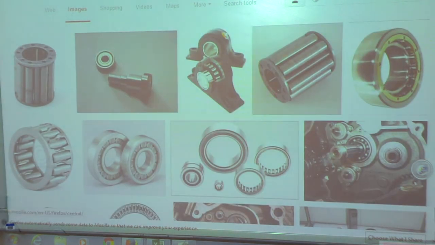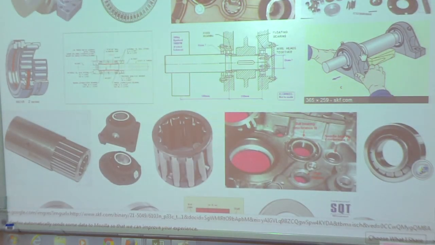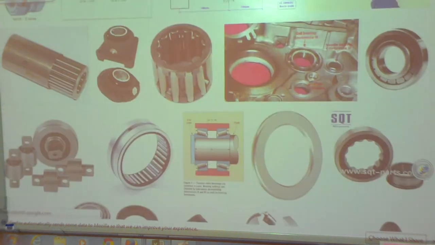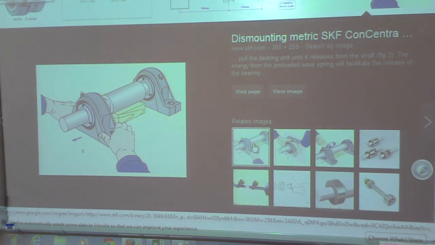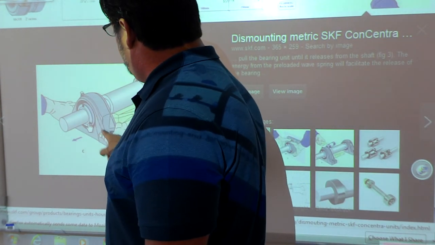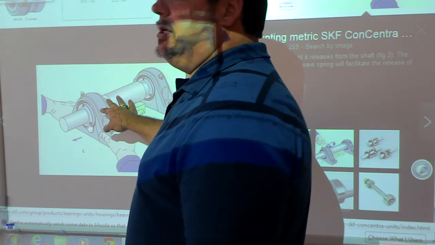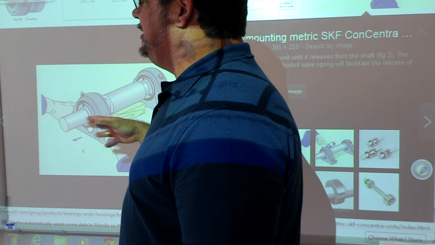Where do you use bearings? Anywhere there's a shaft. There's a good picture of a shaft right there. I wish I could blow it up. There's your shaft right there. Now, this is a bearing right here. And this is the bearing what? Anybody know what that's called? Bearing housing. It houses the bearing. And then there's your shaft. You see a lot of these in industry. Right? Well, what's that got to do with this?